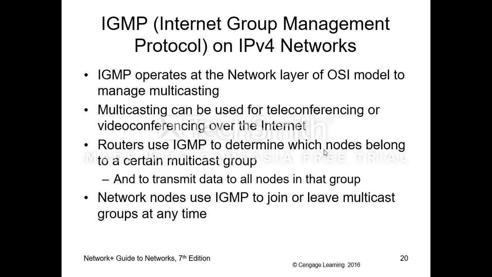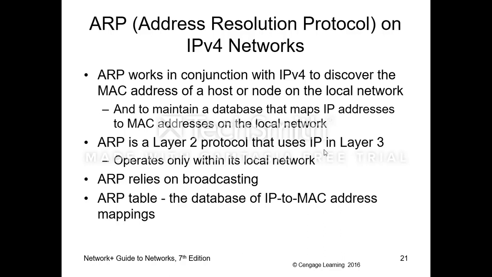Then we have the Internet Group Message Protocol. And the Internet Group Message Protocol on our IP version 4 networks operates at the network layer of the OSI model. It's used to manage our multicasting. And multicasting means that I'm sending data out to multiple users. Another way to think about that, for those of you who do internet gaming, or you do online chats with multiple people, that is a multicast going out to just a select group, say for a video conference, say for a video game. That would be an Internet Group Management Protocol, not message protocol, but management protocol.